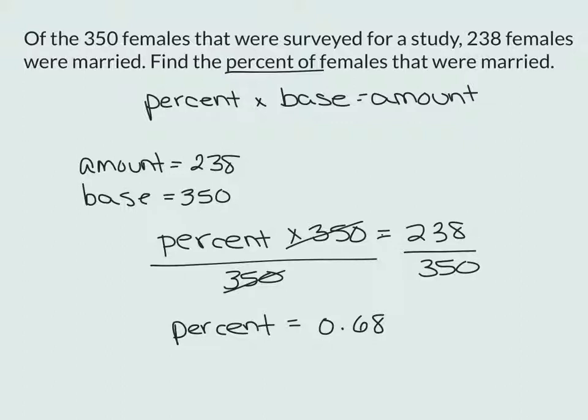But remember, we're asked to find a percentage, and this is a decimal. So to convert the decimal to a percent, we'll just multiply that by 100. So our final answer is 68%.